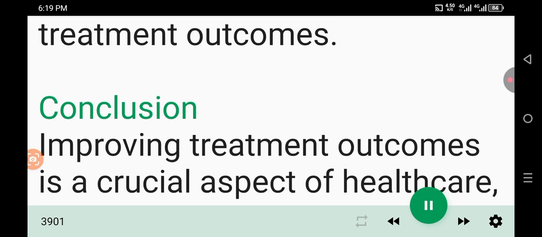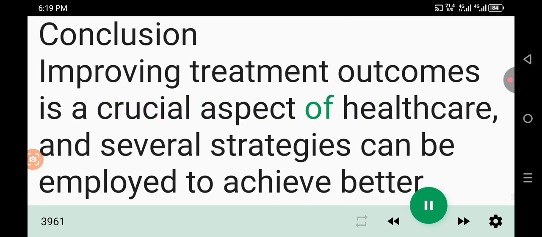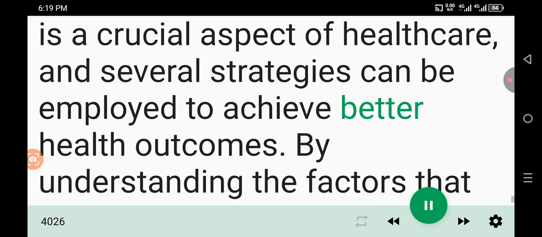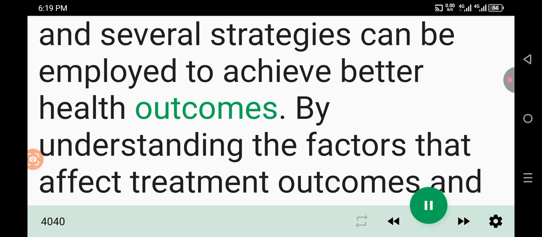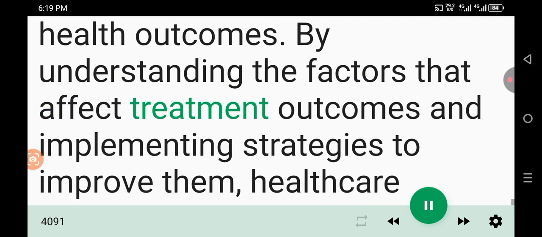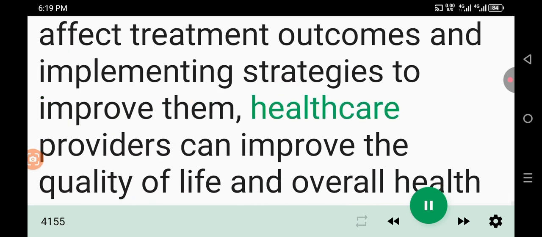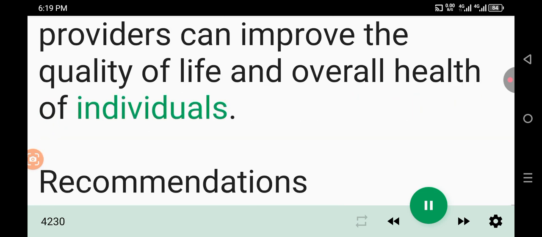Conclusion. Improving treatment outcomes is a crucial aspect of healthcare, and several strategies can be employed to achieve better health outcomes. By understanding the factors that affect treatment outcomes and implementing strategies to improve them, healthcare providers can improve the quality of life and overall health of individuals.